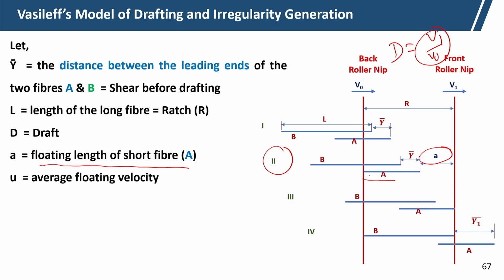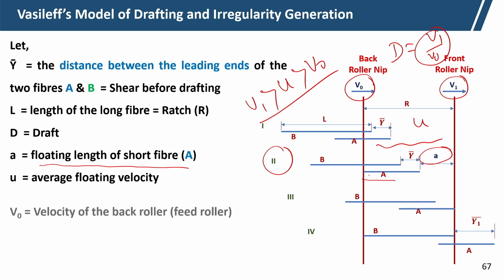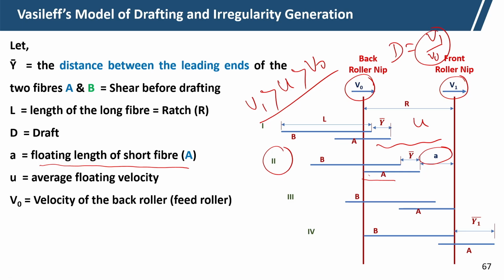U is the average floating velocity. So, you have three velocities. Initially the fibers move at the speed of the back roller, V0, under its control, and fibers under the grip of the front roller move at V1, but U is the average floating velocity. So, V1 will be more than U, and U will be more than V0. V0 is the velocity of the back roller, the feed roller, and V1 is the velocity of the front roller.